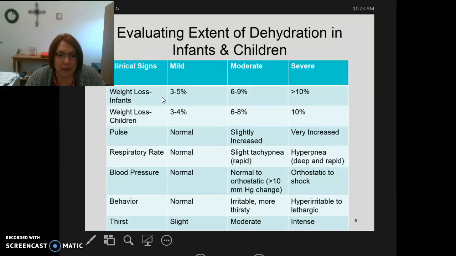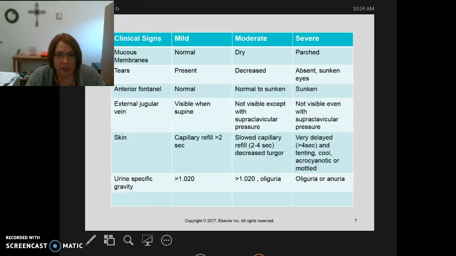Their pulses may begin to get slightly increased, respiratory rate deep and rapid as they get into that severe range. Blood pressure may be normal at first, but then they get a little bit orthostatic, and then they get into orthostatic and almost shocky. They become hyper-irritable and lethargic in severe, and when they're in moderate, irritable and more thirsty. Thirst becomes very intense as they get more into the severe category.